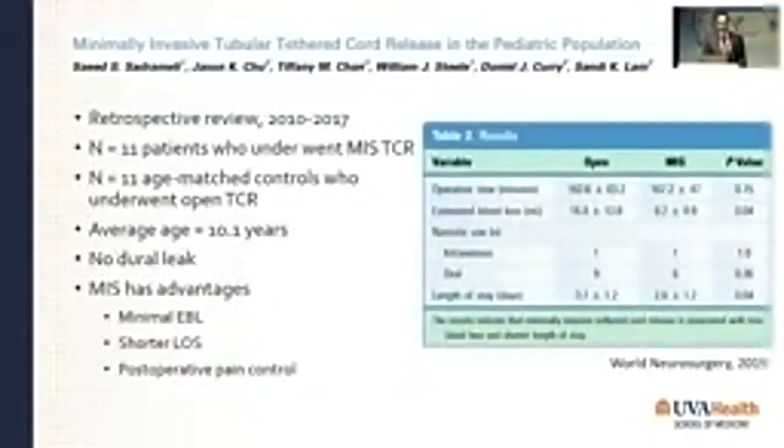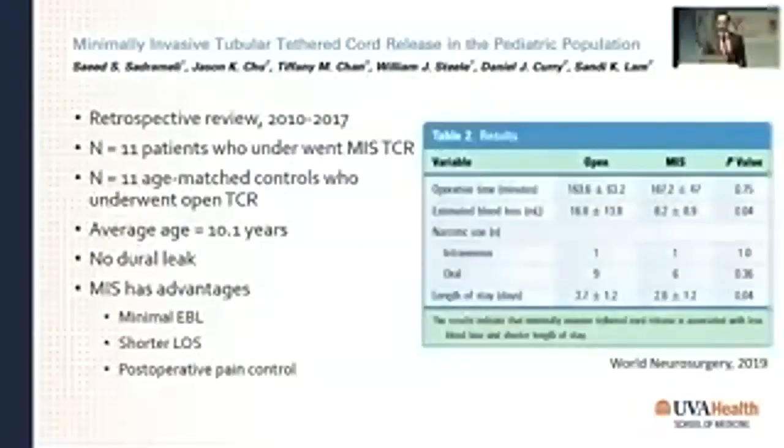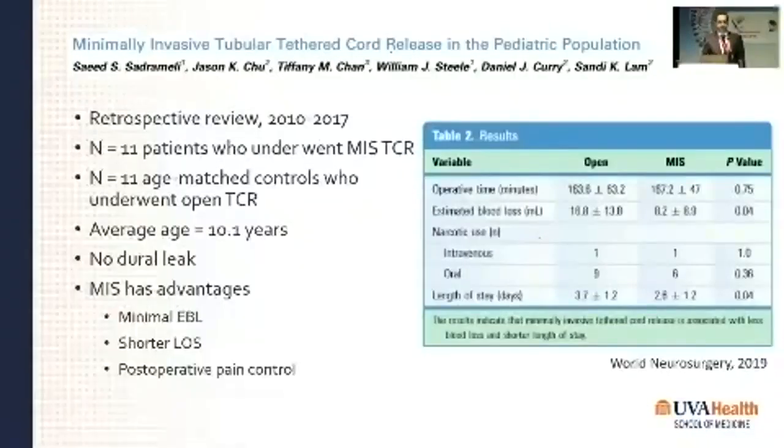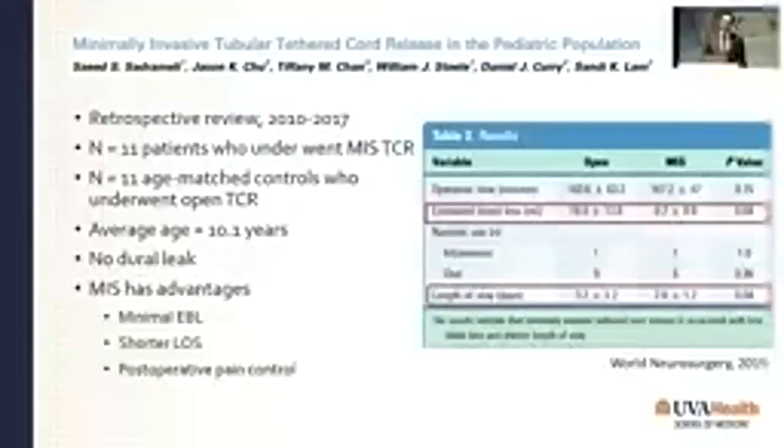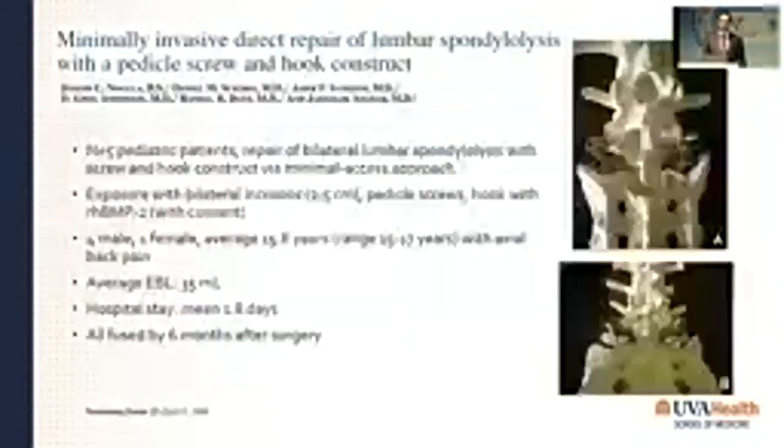Recently, just this year, Sandy Lamb, also from Texas Children's Hospital, who recently moved to Chicago, had a retrospective review of tethered cord releases, 11 patients, and they compared this with age-matched controls who underwent open tethered cord releases. The average age of this patient cohort was 10.1. They experienced no dural leaks, and then the statistically significant differences were a lower blood loss and a lower length of stay in terms of using these tubular retractors.